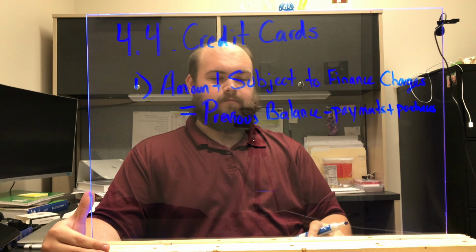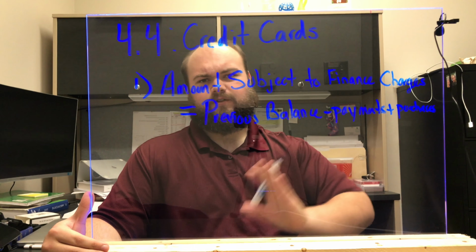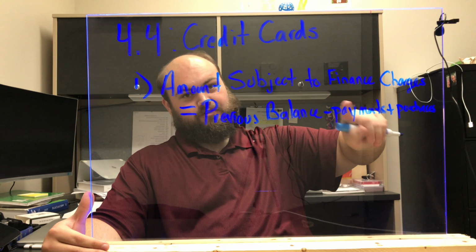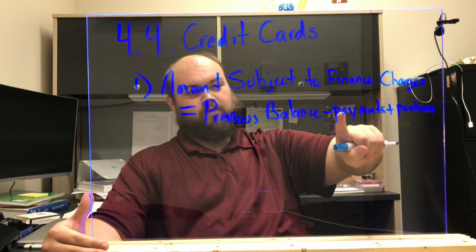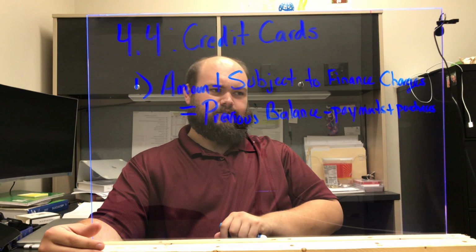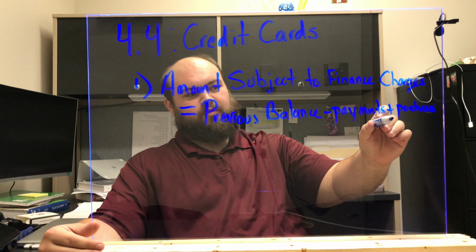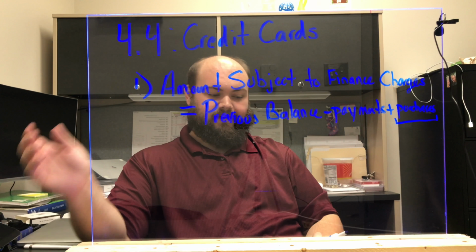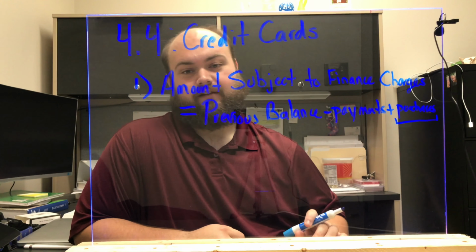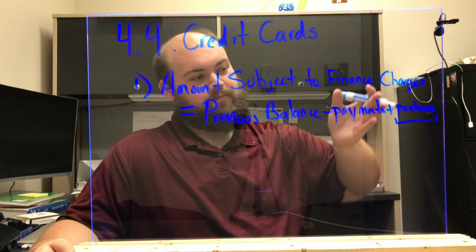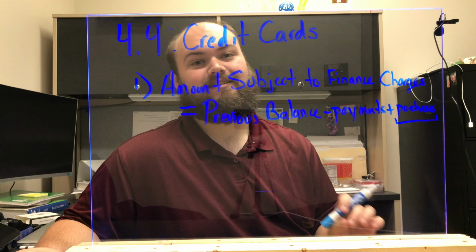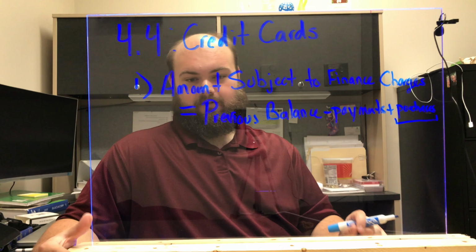So this is where a credit card differs from a debit card. The purchases are what's different between a debit and a credit card. Purchases on a debit card take away from your account total, whereas purchases on a credit card actually add to your account's total because they add to the amount that you owe on the credit card.